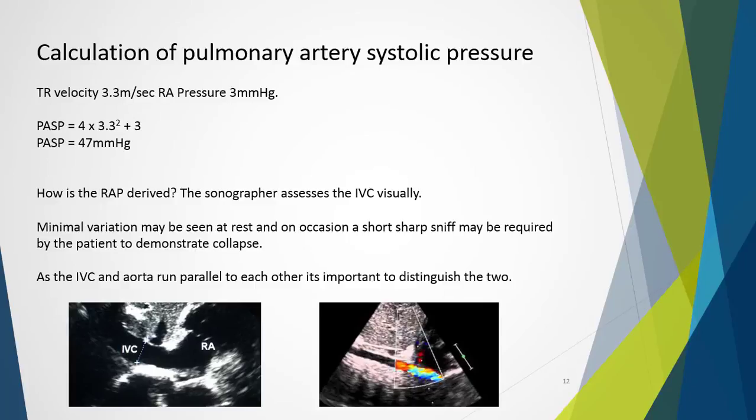Minimal variation may be seen at rest, and on occasion, a short, sharp sniff is required by the patient to exaggerate this effect and demonstrate a more obvious collapse. As the IVC and the aorta run parallel to each other, it is important to distinguish the two. The aorta is medially positioned, pulsatile, and not affected by respiration. And by applying colour to the subcostal window, we'll show red blood flow, direction of blood moving towards the probe. The IVC is slightly laterally positioned, less likely to be pulsatile, may have respiratory variation, and will show blue flow, blood moving away from the probe towards the heart.